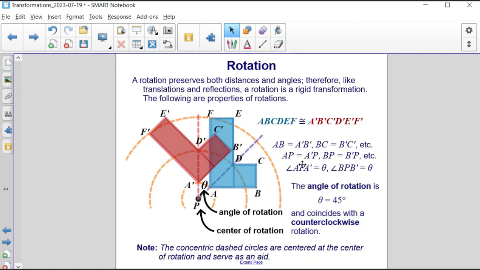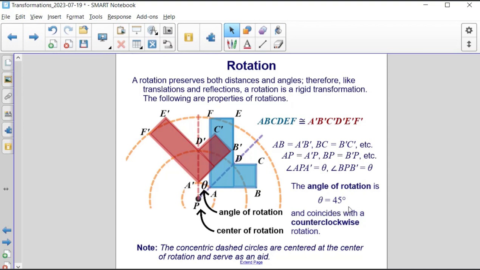And then the angle created from A to P to A prime will be our angle of rotation, theta, in this case 45 degrees. Similarly, angle B to P to B prime will also be theta, and again in our case it's 45 degrees. If we look at C to P to C prime, that will also create a 45 degree angle. Same with D to P to D prime, that'll be 45 degrees, and so on.